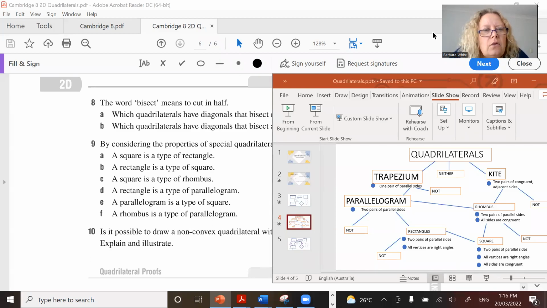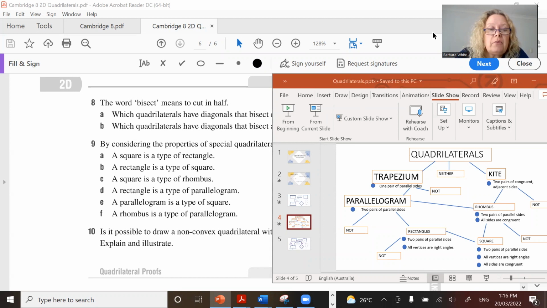All right, start on page 76 of the textbook. Question 9 I want you to do, and it's just asking you about sorting these things. Is a square a type of rectangle? So look at all the definitions of rectangles. Two pairs of parallel lines, all vertices are right angles. Does a square fit that? Yes, a square is a special type of rectangle.